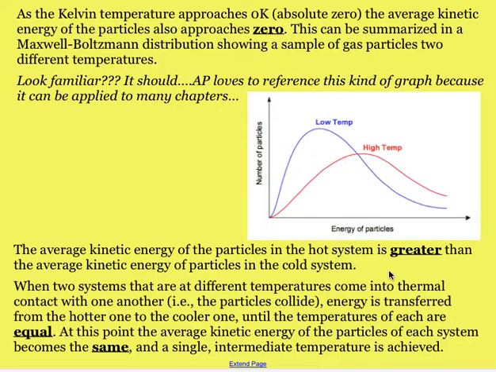This is a Maxwell-Boltzmann distribution. You should have seen this a couple times before in AP Chem. Just remember that in the lower temperature graph, on average the molecules are moving slower. In the higher temperature graph, more of your particles have more energy, and if they have more energy, they're going to be moving faster. So when you're at a hotter temperature, your average kinetic energy is greater than the average kinetic energy of the cold system.